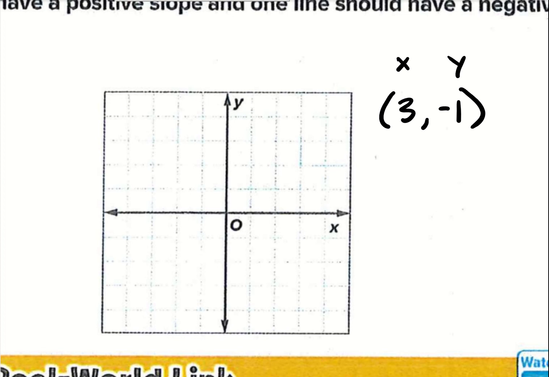We start at the origin, which is (0, 0). Right here is our origin, in case you needed to see that. Just go over by the x number. If it's positive, we're going to go right. Negative, we'll go left. So we'll go over 1, 2, 3. And then for our y, up or down, depending on if it's positive or negative. Negative is going to be down, so then we will go down 1. And that would be the point (3, 1), right there, or sorry, (3, -1).